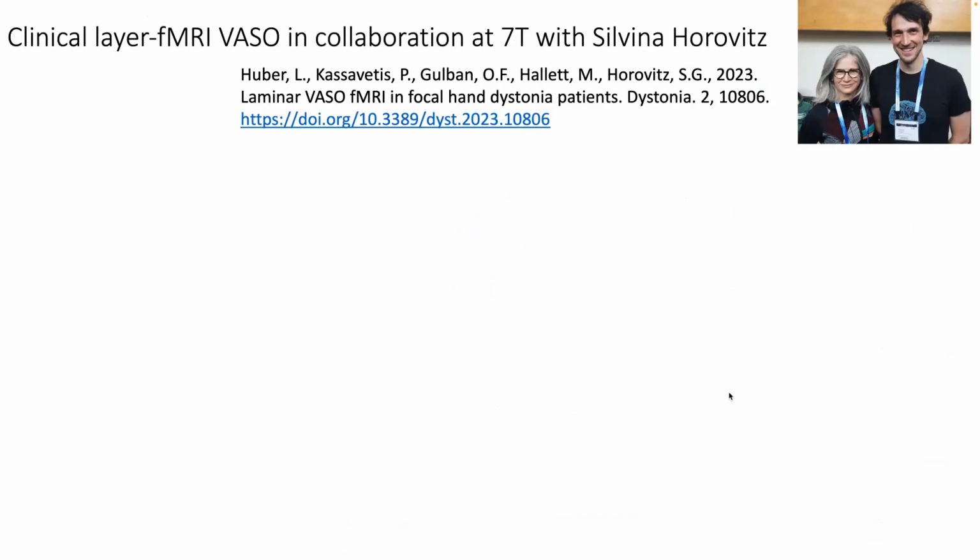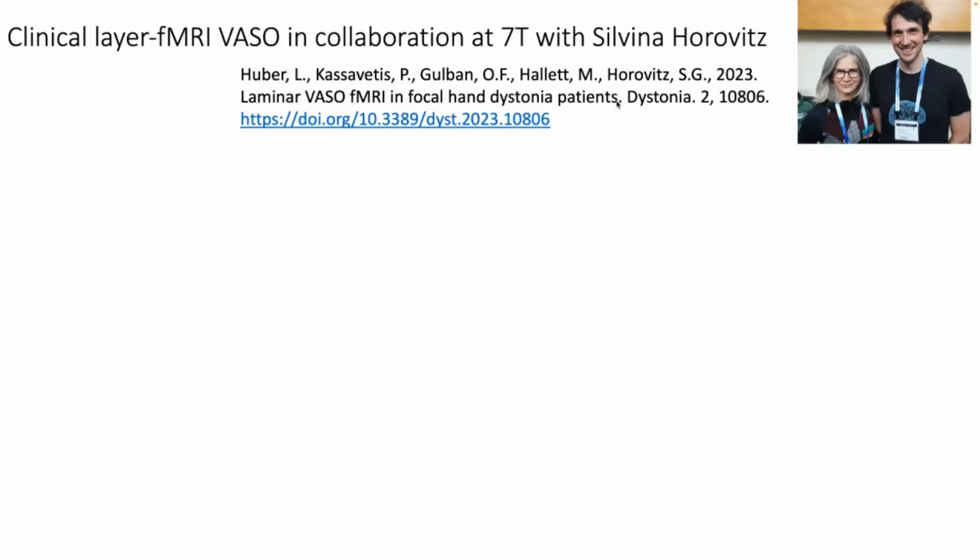These principles of layer-dependent fMRI can also be applied in the clinical context. So here, this is a collaboration with Silvina Horowitz, where we try to see if layer-dependent fMRI can inform neurology, specifically looking at focal hand dystonia patients. These are patients that are almost like regular people, but for some tasks they just cannot do the movement. For example, for writing, the hand just cramps, right? In this case, it's called writer's cramp. It's actually one of the most common neurological disorders. It's known in musicians too: you can do your daily work, but for playing the instrument, you cramp.